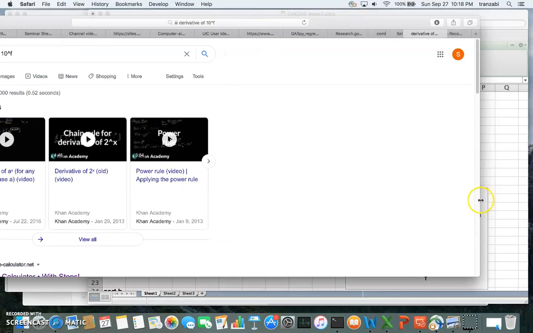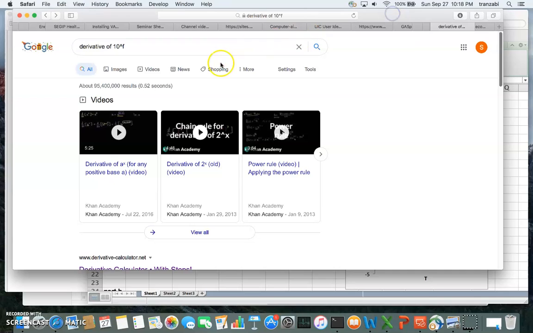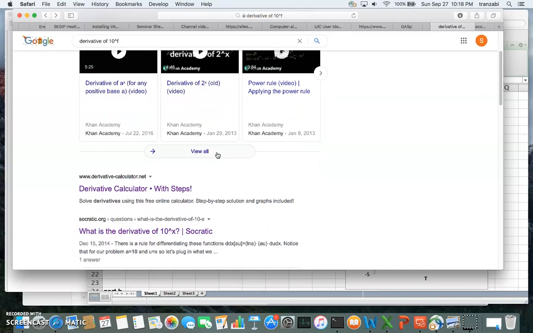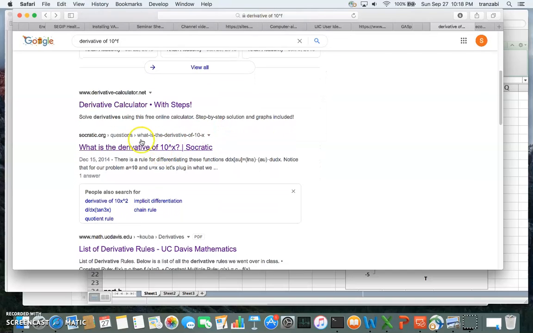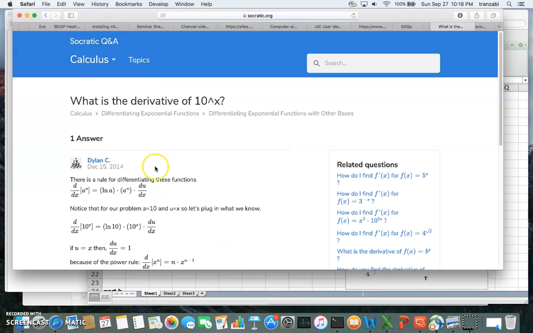So this is the Google search I did. It's very simple. If you just type exactly what you're looking for, I said derivative of 10 raised to some power like f, which is a generic function of t. Okay? And then you get a couple of videos, which I don't recommend. There are two links actually here. One is, the second link here says, what is the derivative of 10 to the raised power of x? I'm going to click on that.